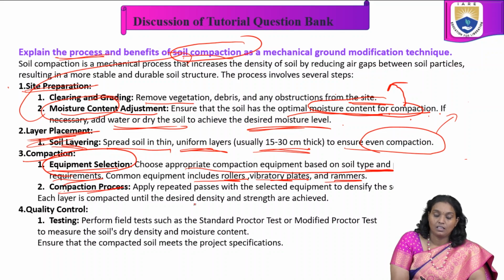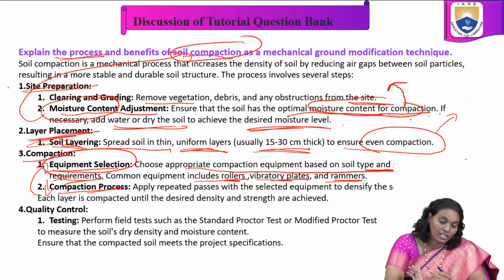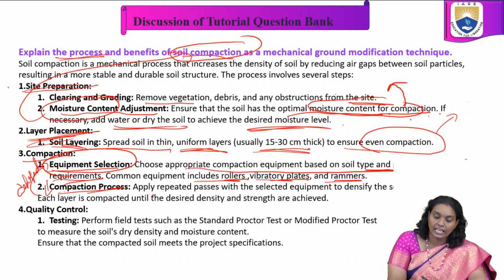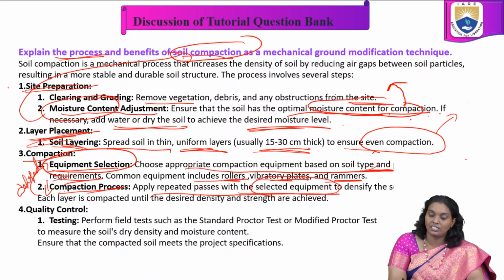Compaction process. Now we apply the process based on the equipment; it depends on the equipment. So now apply repeated passes with the selected equipment. The selection of equipment is important. It depends upon the soil type and project requirements.